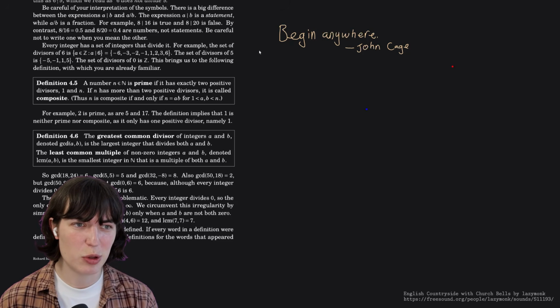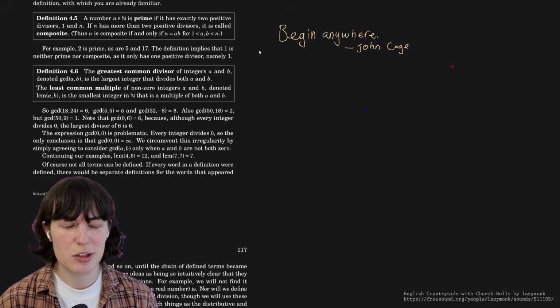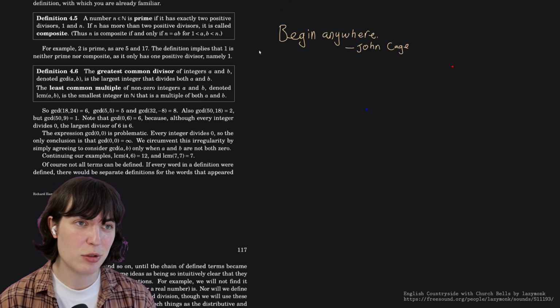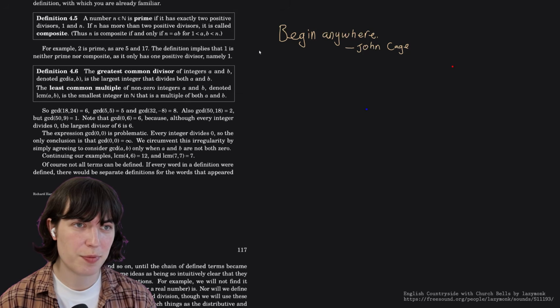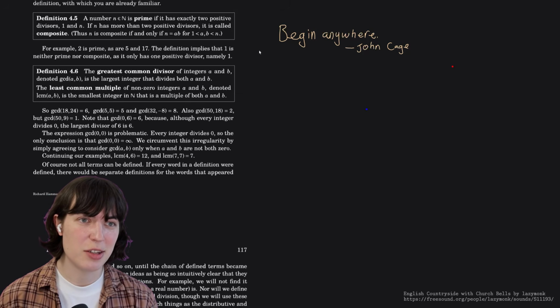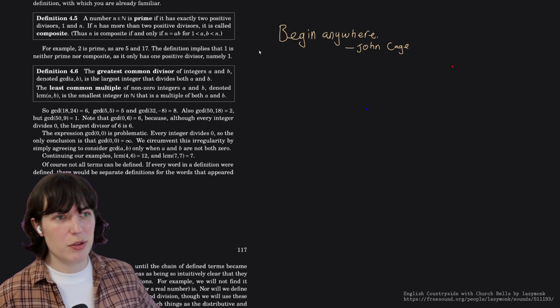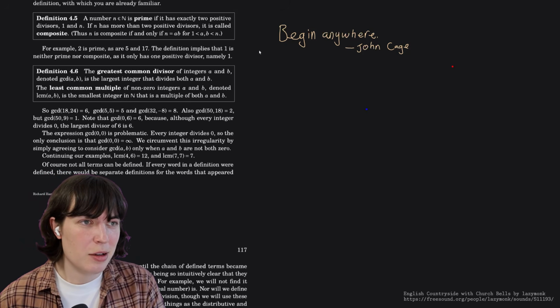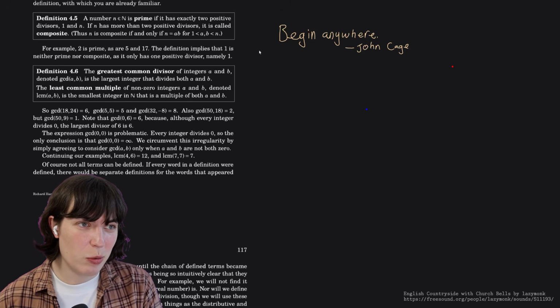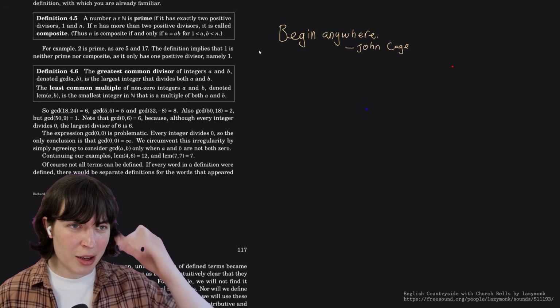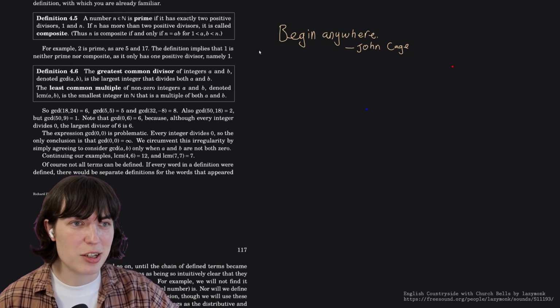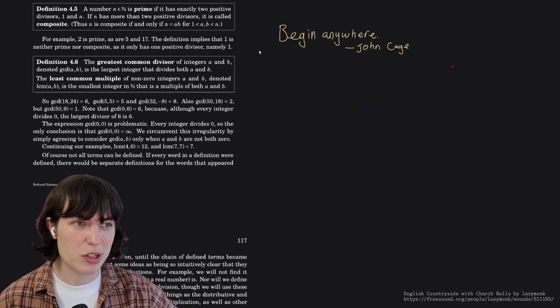This brings us to the following definition, with which you are already familiar. A number n in the natural numbers is prime if it has exactly two positive divisors, 1 and n. If n has more than two positive divisors, it is called composite. Thus, n is composite if and only if n equals ab where both a and b are between 1 and n exclusive. For example, 2 is prime, as are 5 and 17. The definition implies that 1 is neither prime nor composite, as it has only one positive divisor, namely 1.